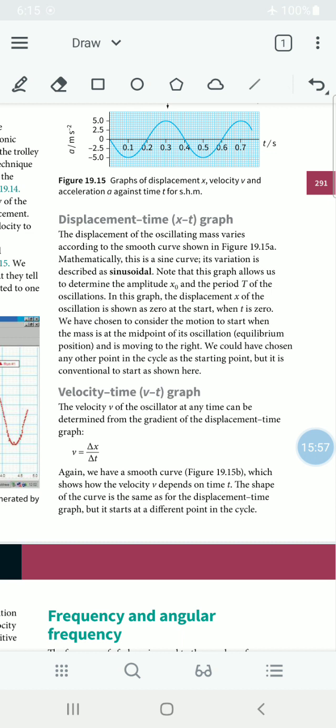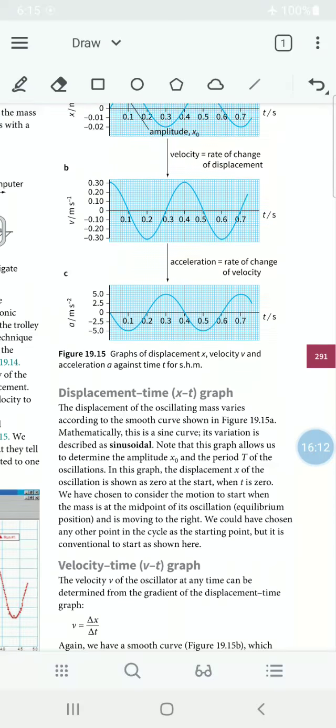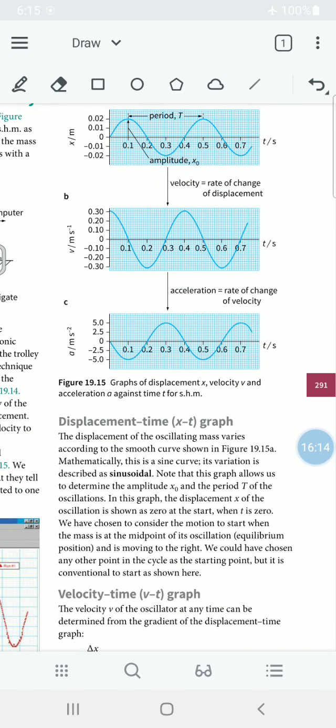the displacement varies as a smooth curve, within brackets sine curve or sinusoidal curve. It is conventional to start when the displacement is zero, that is at the equilibrium point.